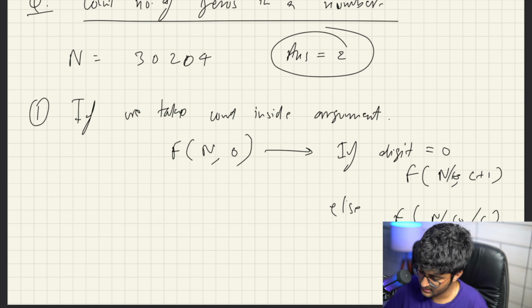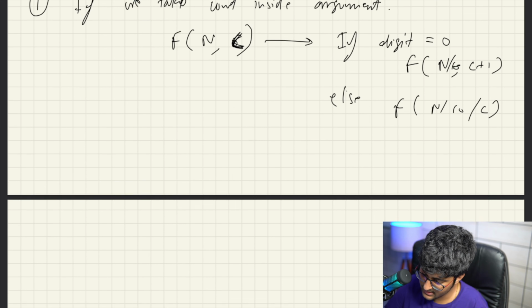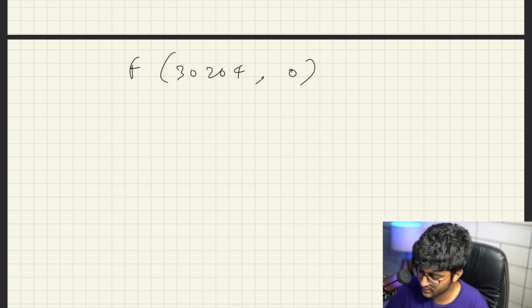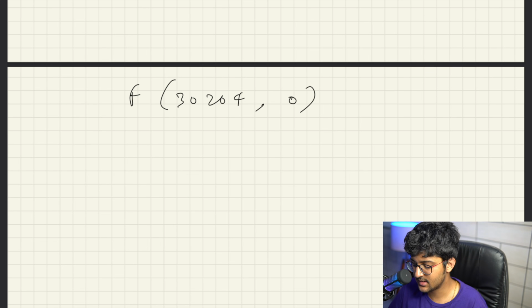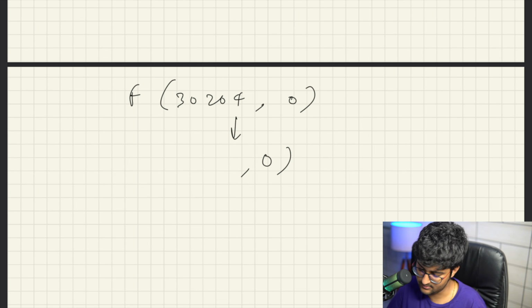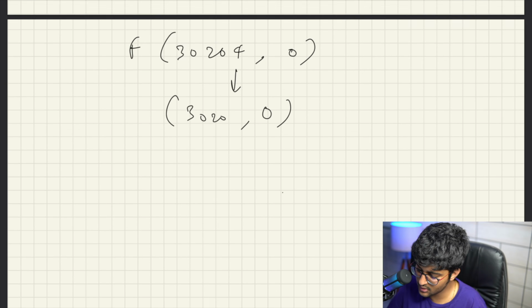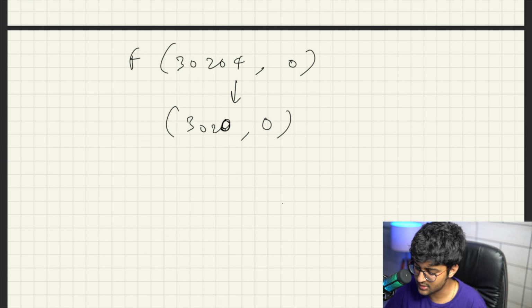Okay, here it's going to say count. Initially, let's say 30204 is available over here. Count is 0. It's going to check for the remainder. Hey, is 4 equal to 0? No, it's not. Count will remain the same. Number will now be 3020. Is remainder equal to 0? Yeah, it's equal to 0. Increase the count by 1. Okay, count will be 1.